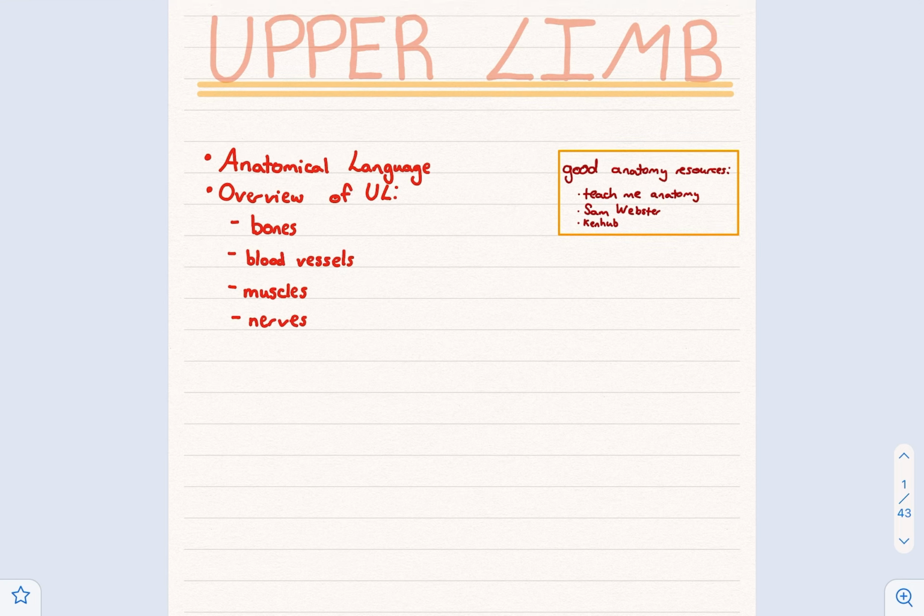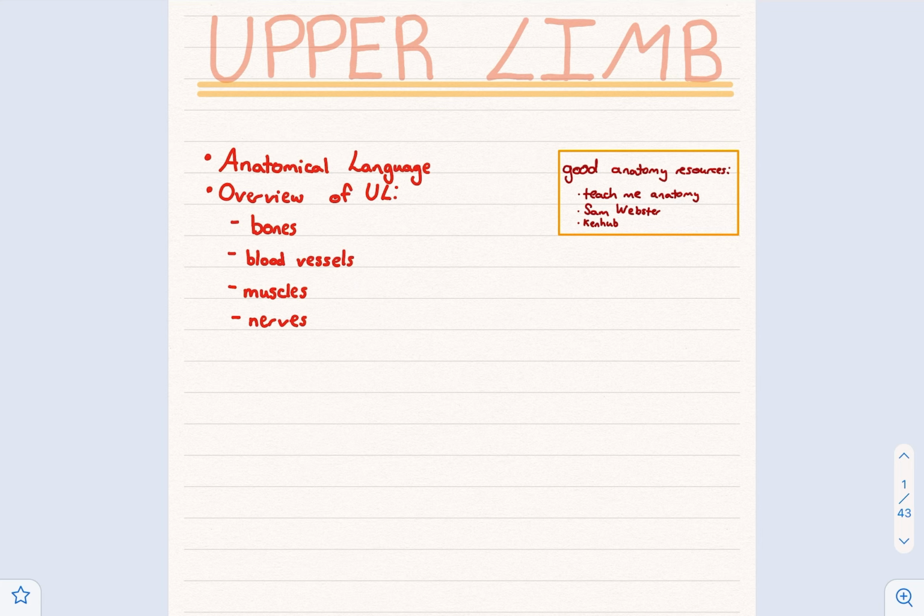So actually, what I'm going to do is just a quick overview. The way I'll be doing it is a brief intro into anatomical language. It helps in terms of understanding the different names of muscles and what's going on, so I think that's a very important place to start. And then I'll get onto the upper limb anatomy, going through bones, blood vessels, muscles, and nerves.